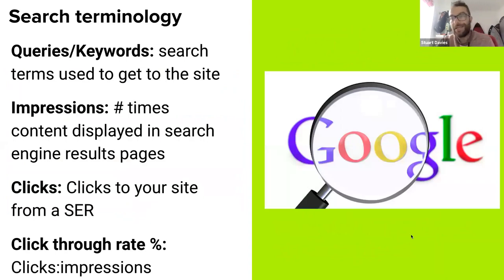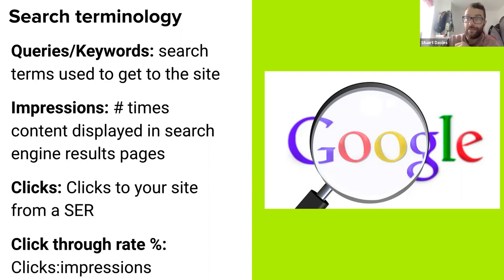Okay, nearly there with the terminology. There's some search engine terminology. We can actually see queries and keywords, the search terms that people are using to find our website. It will use the term impressions, the number of times our content is served to search engines. That's quite an important stat for SEO.